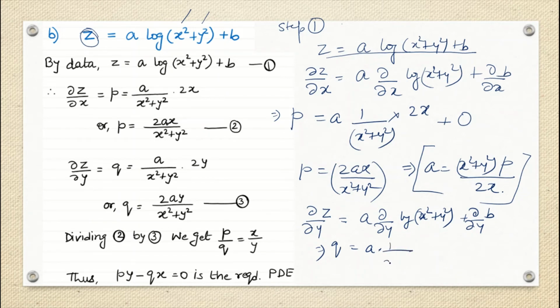And this is a into 1 by x square plus y square, and with respect to y, x square I am taking as constant, and this is nothing but 2 into y. Fine. Plus this complete thing will become constant, so this is your 0. So finally you got q equals 2ay, better to write just because the constant I am taking prior. So 2ay divided by x square plus y square.